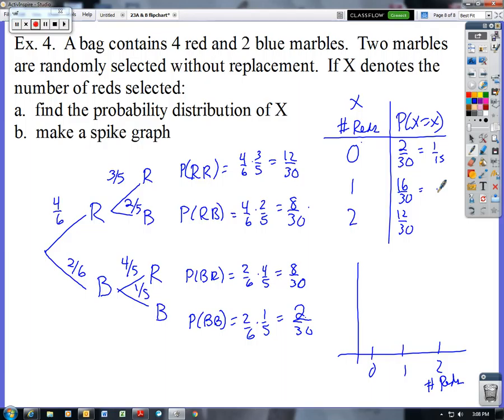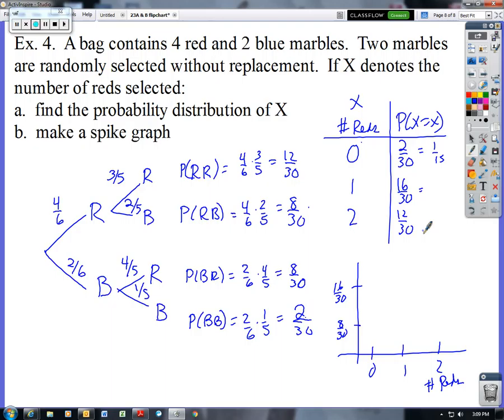Did I do that ahead of time? I was going to try to save you time. I did not do that ahead of time. Oh well. This is how I did it. 8/30 and 16/30. You could get decimals. That might be easier to graph.